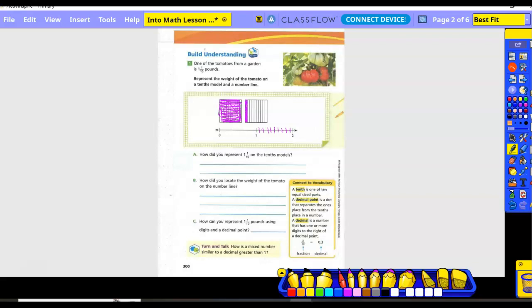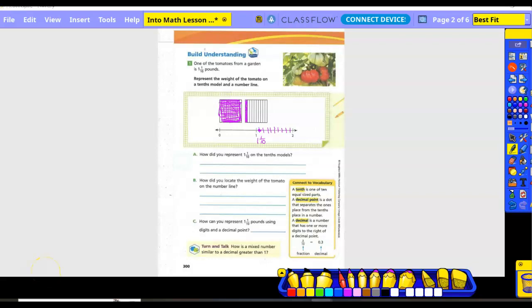Okay, now we have 1 1/10. So where do I need to put a dot? What tick mark after 1? The first one, right? So I'm going to draw a little dot here and label that as 1 1/10.